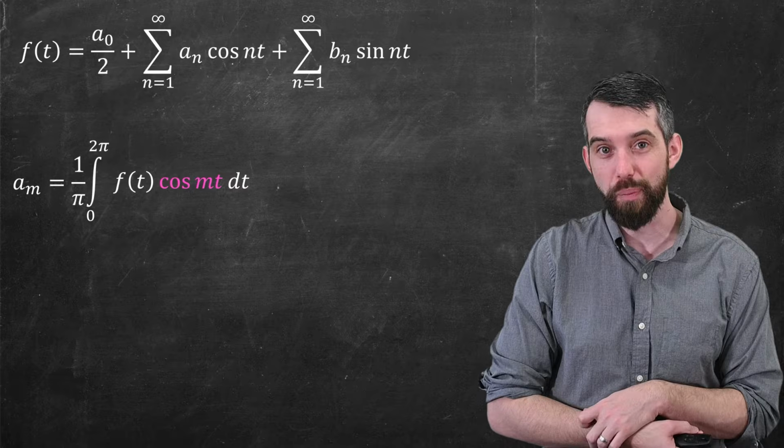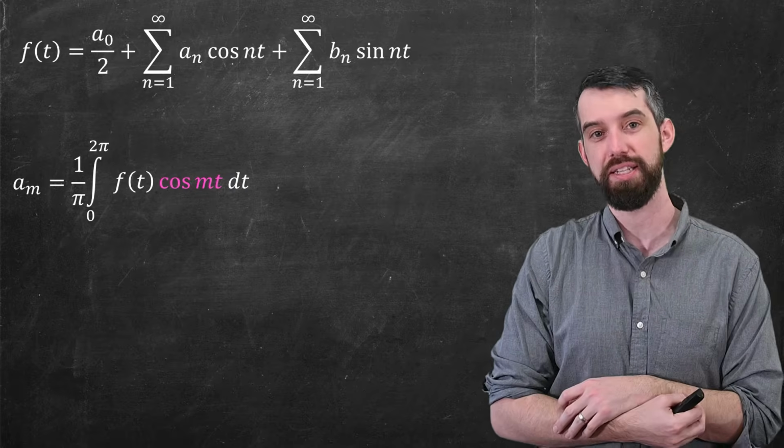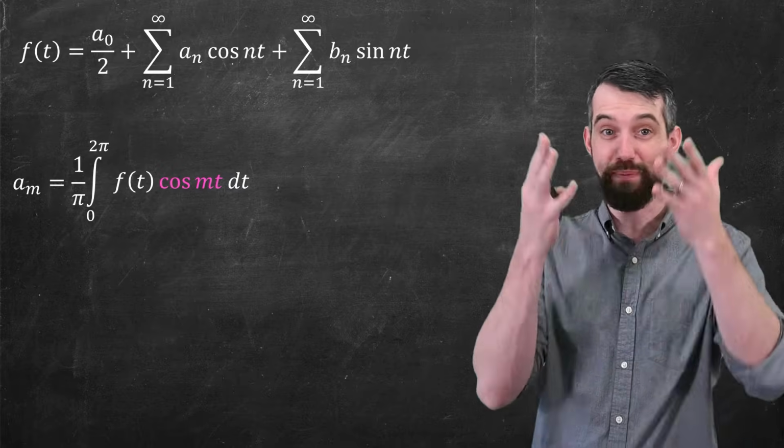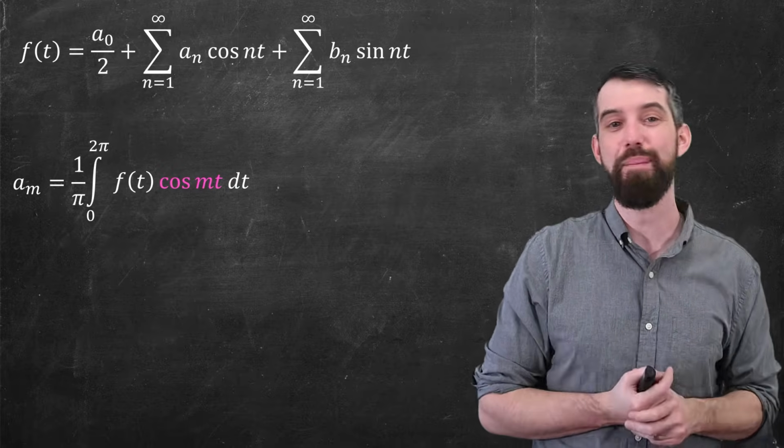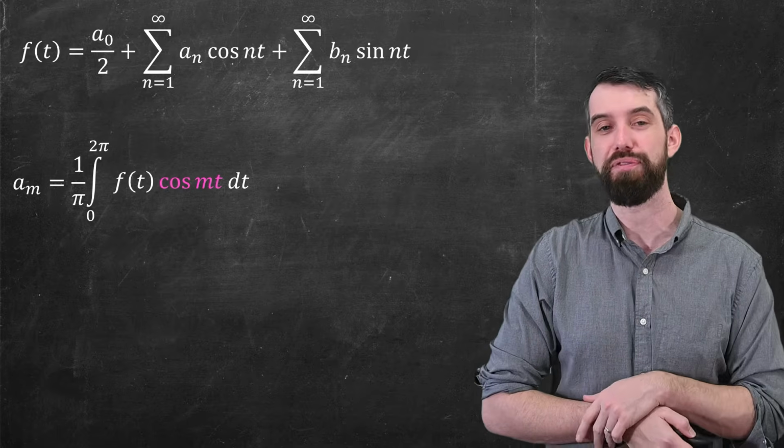There we have it: 1 over pi, the integral from 0 to 2 pi of f of t cosine of mt dt. So this means that for any specific value, I can get the am, I can get the bm. Only thing I don't have yet is that a naught out the front.